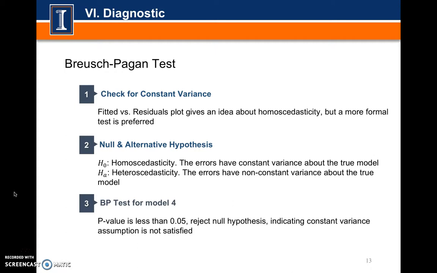Then, the BP test is also needed to check the constant variance assumption because it is a more formal test. From the BP test, we find the p-value is less than 0.05, so we reject the null hypothesis, indicating the constant variance assumption is not satisfied.